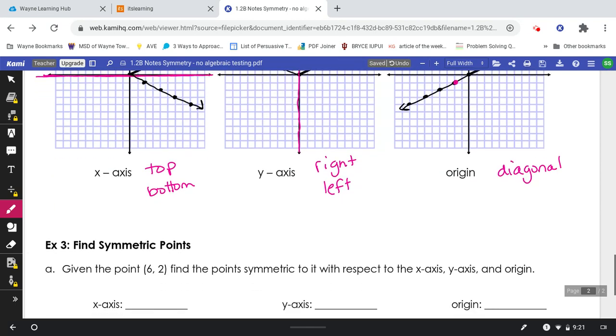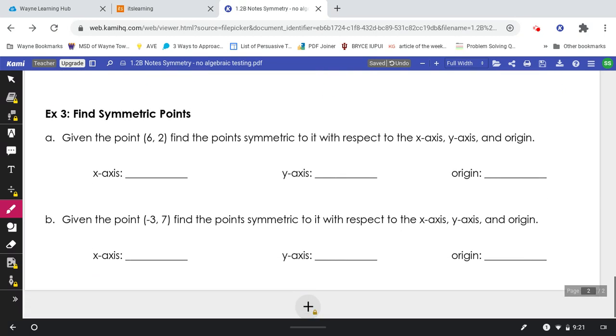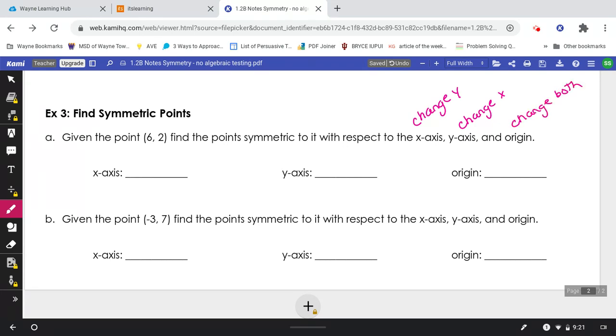Okay, the very last thing we're going to do is talk about our points. So for our symmetry points, remember that for the x-axis, we're just going to change the y value into a negative, or into the opposite sign. For the y-axis, we're going to change the x. And for the origin, we are going to change both.